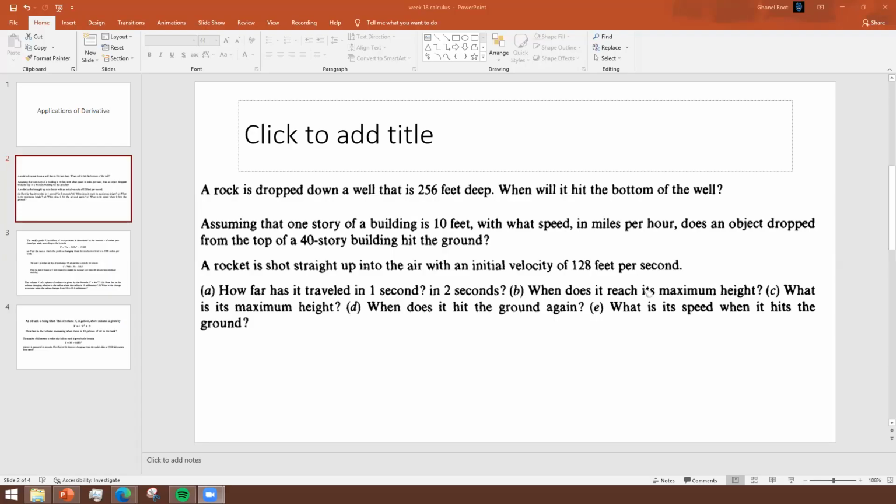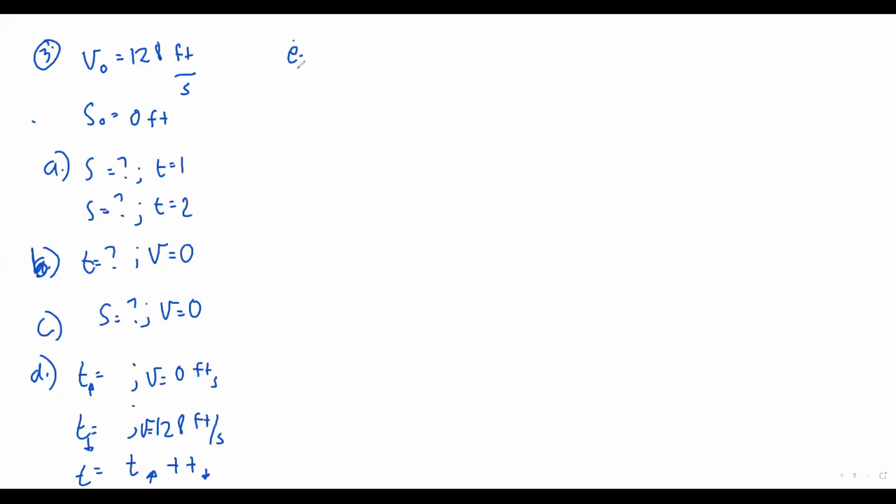Lastly, ano yung what is its speed when it hits the ground? So, technically, actually, E is equals to 128 pa din yan. Okay? Magiging 128. Syempre, kung ano yung pag-angat mo, ganun yung pagbaba mo. Hindi magbabago yan. Technically, D is times 2 lang nung time nung pag-angat. Okay? Pero pakita na din natin, so solve na natin siya.